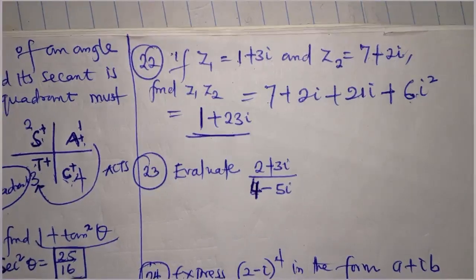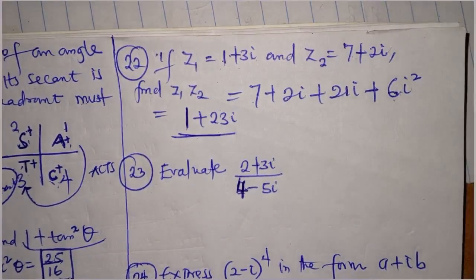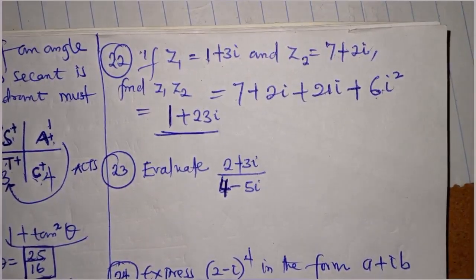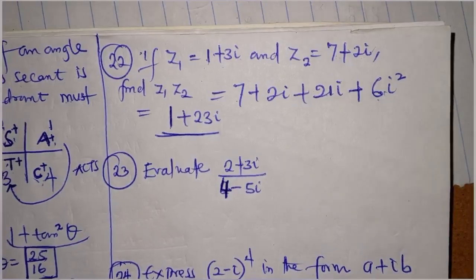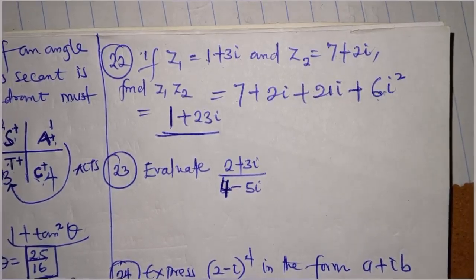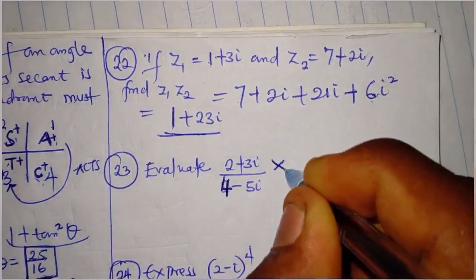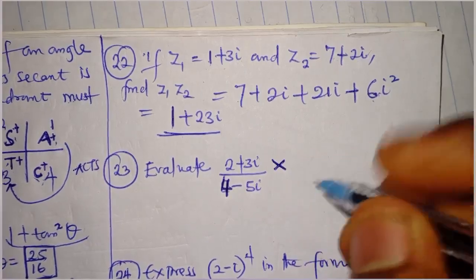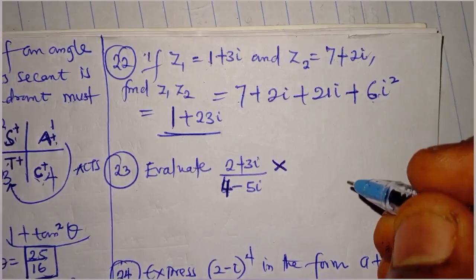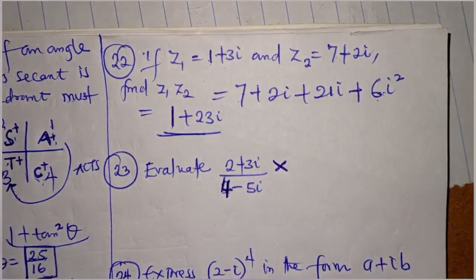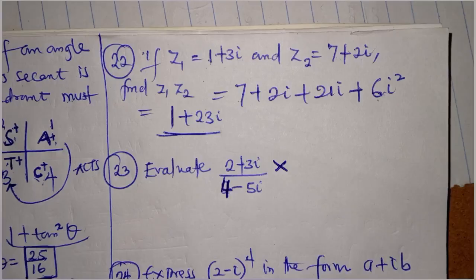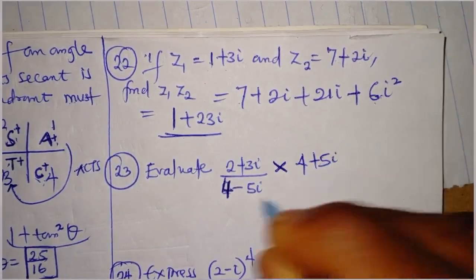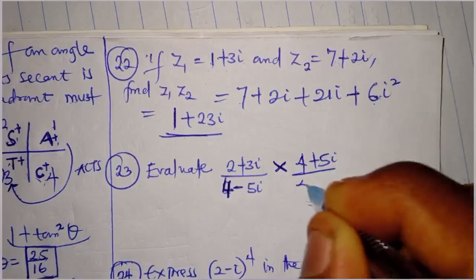Okay? For question 23, we have to evaluate 2 plus 3i all over 4 minus 5i. Like what we did before, I think in question 20 and 21, we multiply this by the conjugate of the bottom. At the bottom, we have 4 minus 5i. So the conjugate is obtained by changing the sign of that imaginary part from minus to plus. So we'll be having times 4 plus 5i.